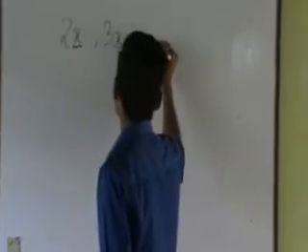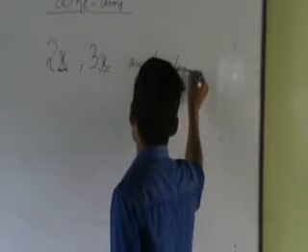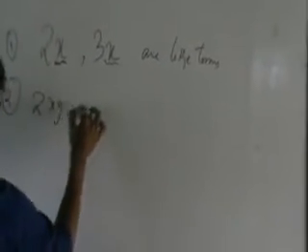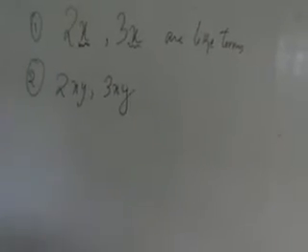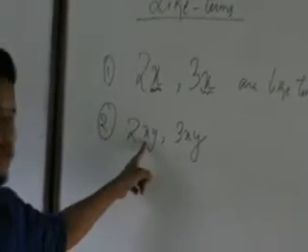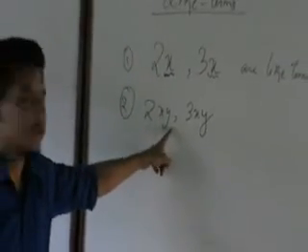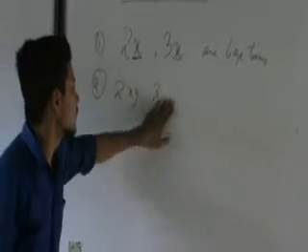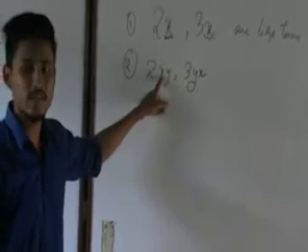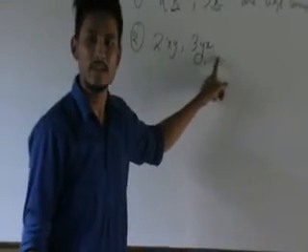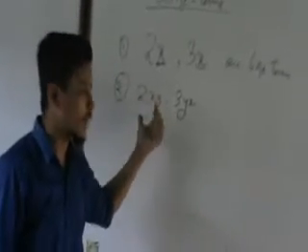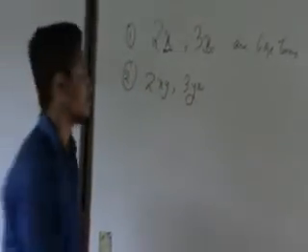Clear? This is one example. If I give another example, 2xy and 3xy, are they like terms or not? We have to observe first. x is an algebraic factor, y is an algebraic factor. Here also x, here also y. I made a small mistake here, it will be the same. Both terms have the same algebraic factors, so 2xy and 3yx are also like terms.